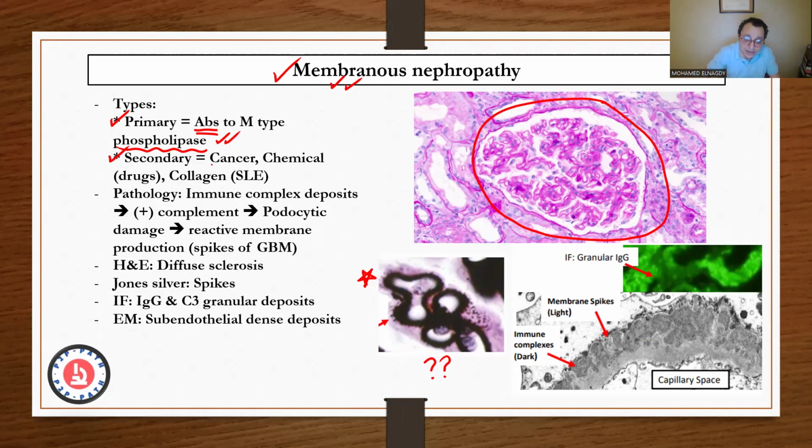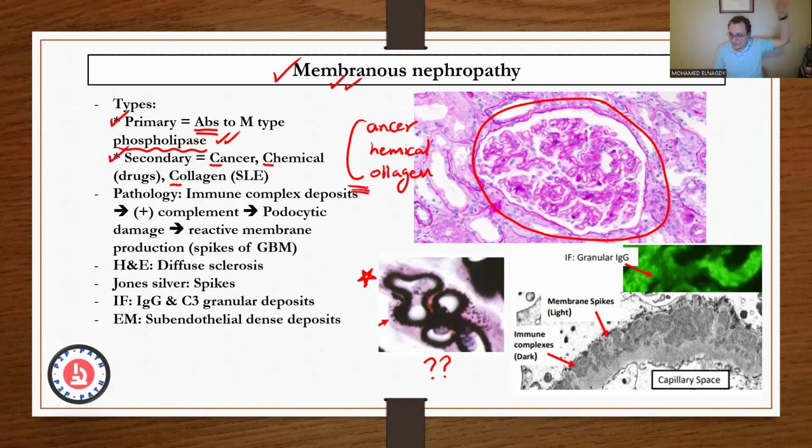And secondary is happening due to 3 C's. Please remember that: cancer, chemical, collagen. I always have this kind of mnemonic for the sake of your boards. If you are going for your boards, so what else has this mnemonic?